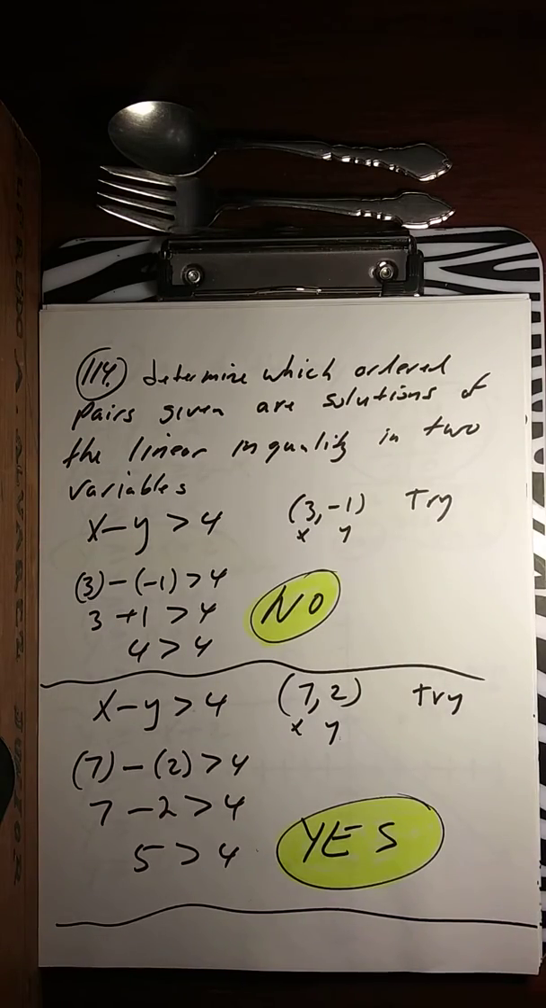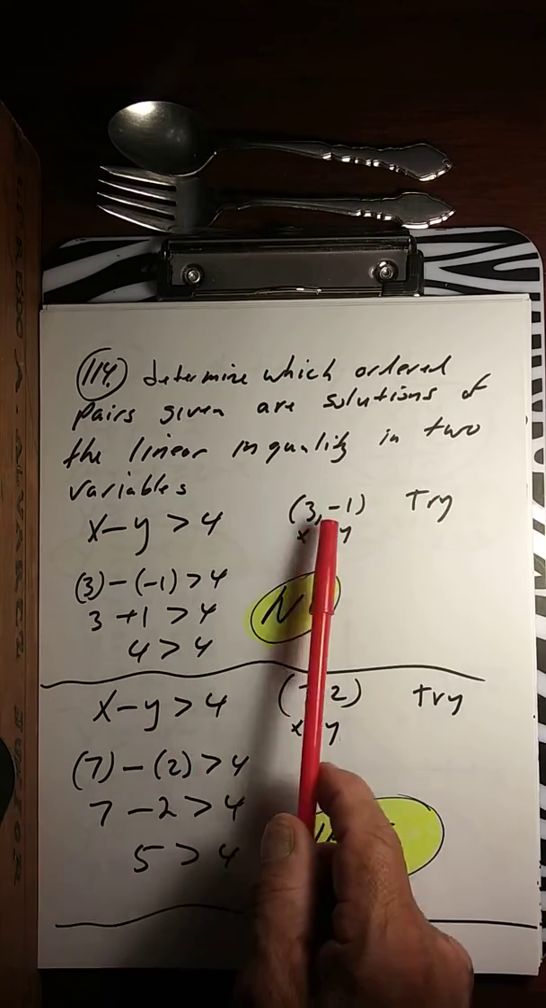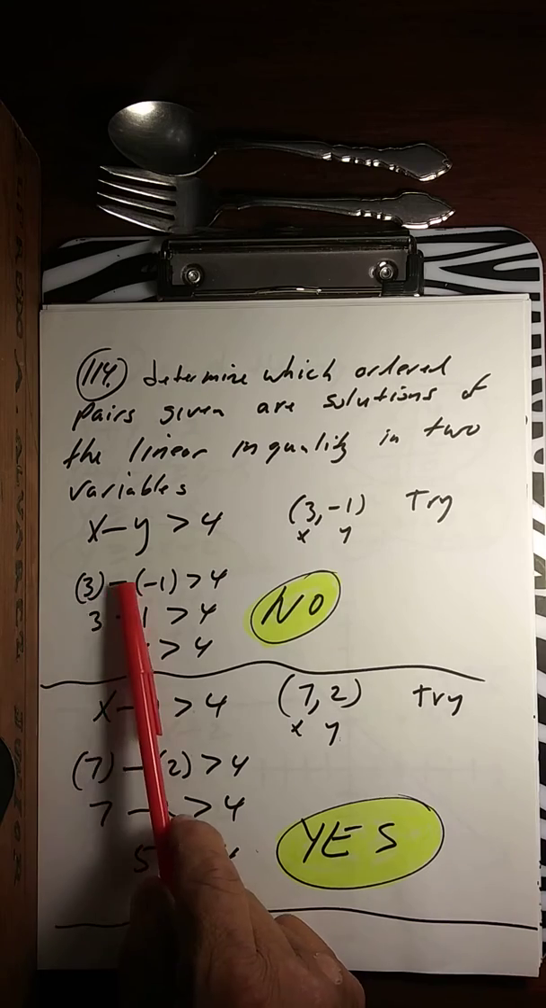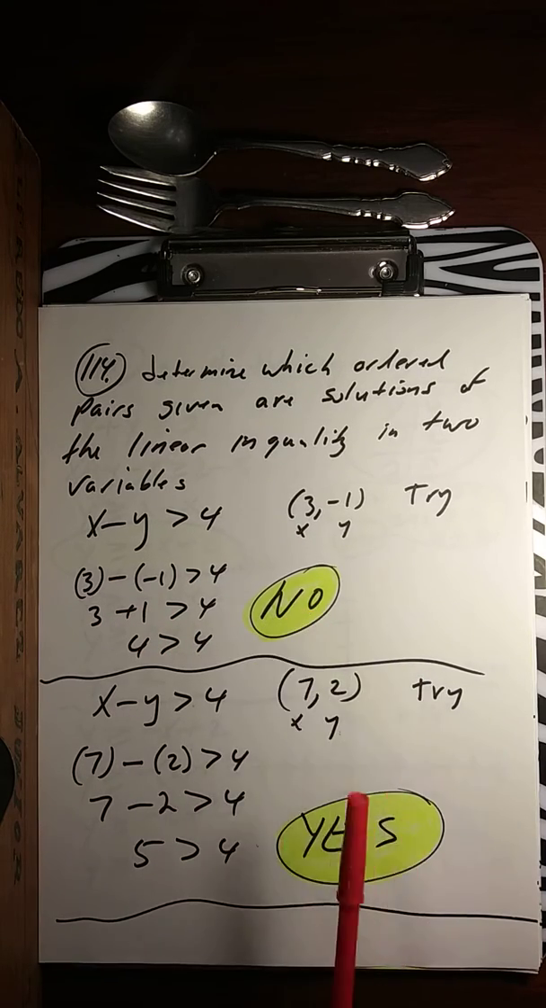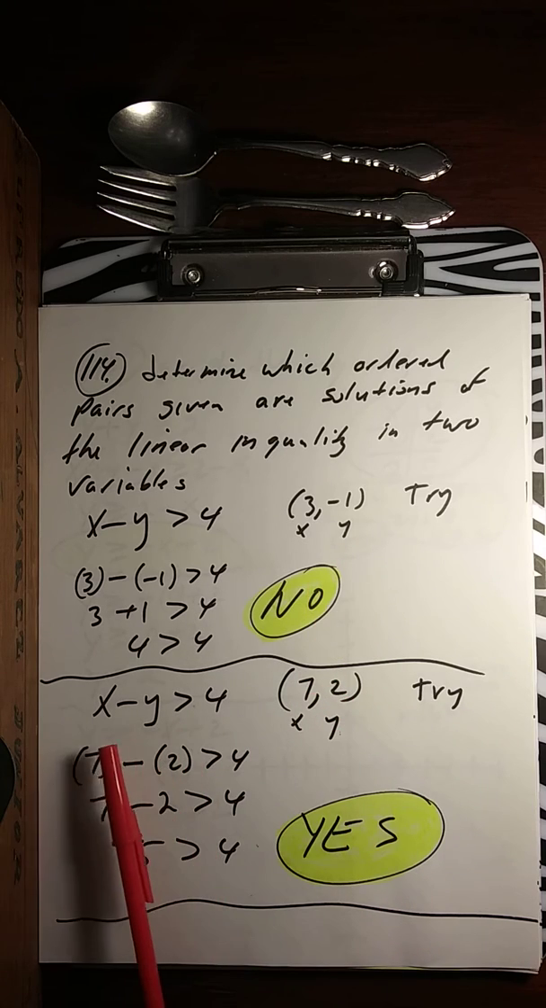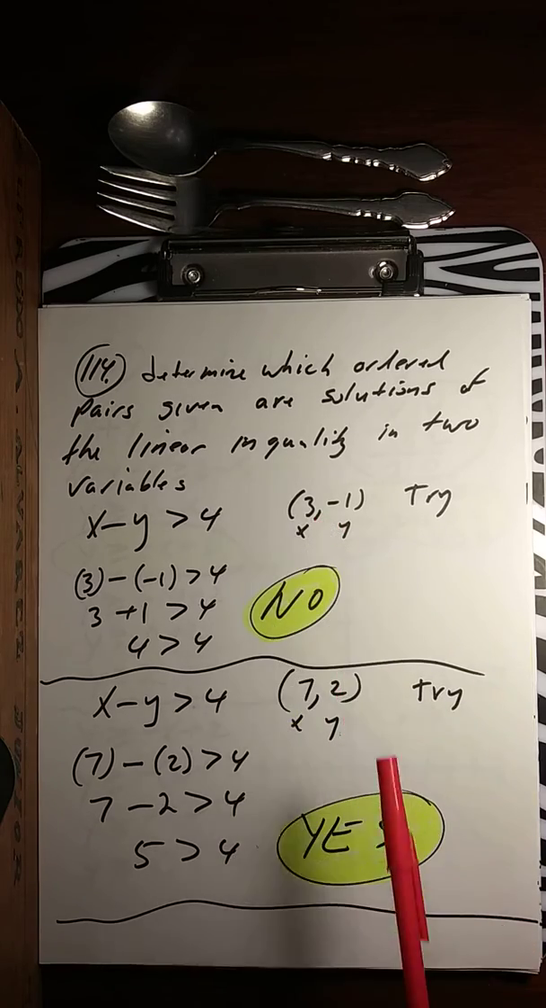We should order pair our solutions of the linear inequality. So x minus y is greater than that. Does that work? Let's see. Let's put it in there. 3 in there, minus minus. So 3 plus 1 is 4. Is 4 bigger than 4? No. How about the other number? 7, 2. 7 in there, 2 in there. So 7 minus 2 is 5. Is 5 bigger than 4? Yes. So this is no. This is yes.